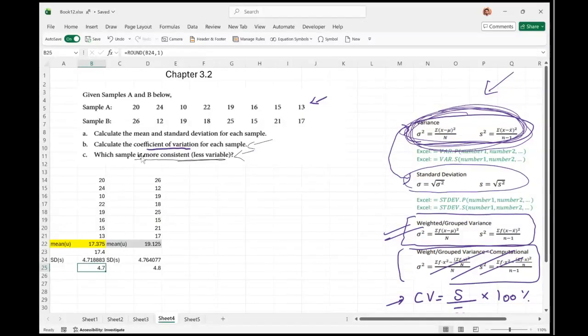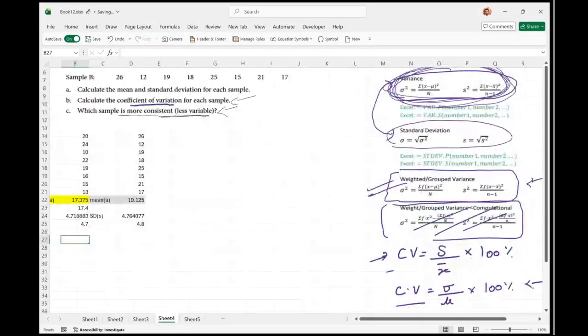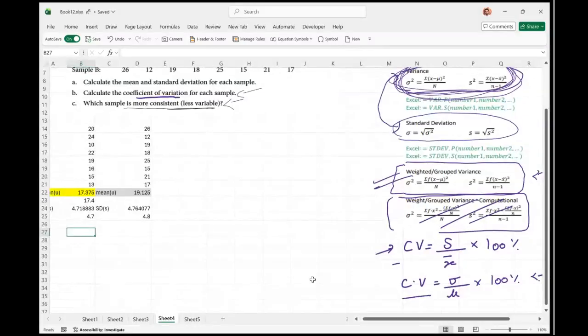Now, second part, it asks us to calculate the coefficient of variation. I just wanted to tell you, we will talk in detail about what standard deviation is in the next lecture. Right now, I'm just teaching you how to use the formula to calculate the standard deviation. All right, so calculate the coefficient of variation for each sample, CV. Coefficient of variation, how to calculate that. This is the formula given to us. This formula I'm going to use.